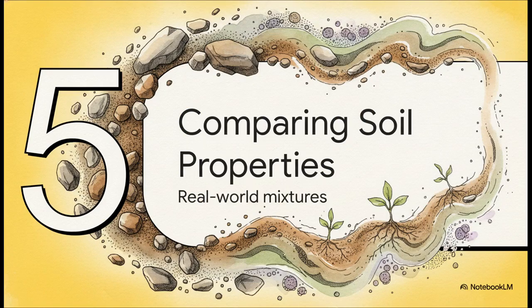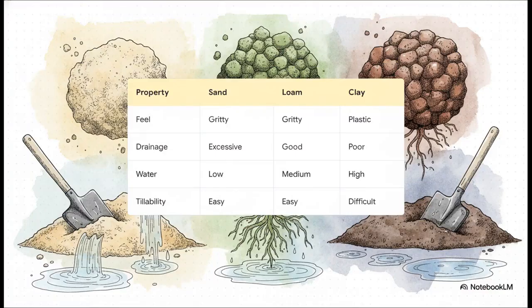All right, Section 5, Comparing Soil Properties. Let's see how these mixtures behave in the real world. Because ultimately, the texture dictates the behavior. Just look at the extremes here. Sand gives you excessive internal drainage and very low plant available water, but the tillability, how easy it is to work the soil, is great.